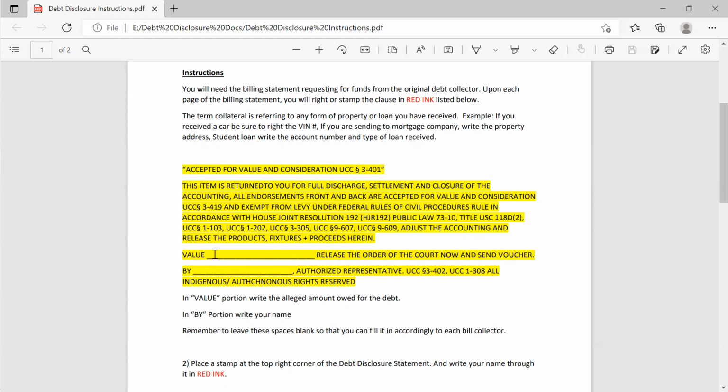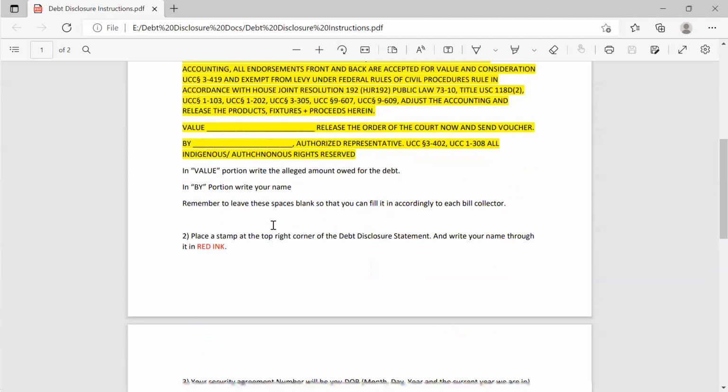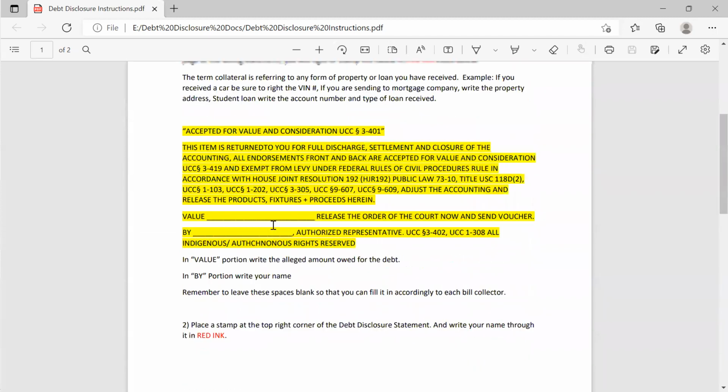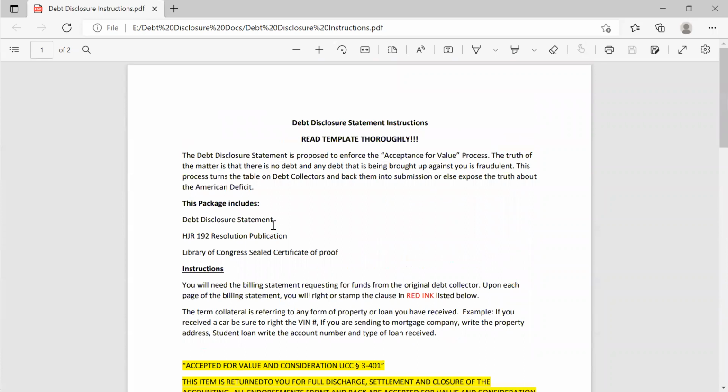For right here, the value is the full amount of whatever they are saying that the alleged debt is. By is going to be your autograph. Okay. And this is what you will write over the document in red ink, over the invoice or whatever it may be. Please ensure that you scan all the documents in the system once again, as well as make sure that you submit your claim to the CFPB. And that will conclude the review of the instructions for the debt disclosure statement, aka accepted for value packet.